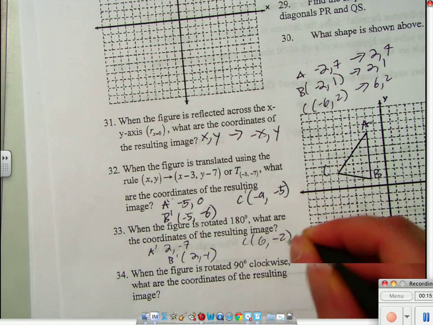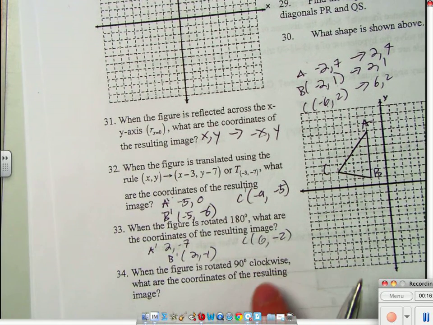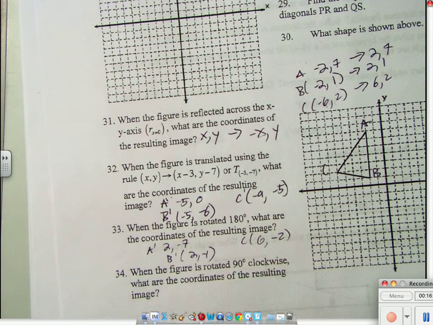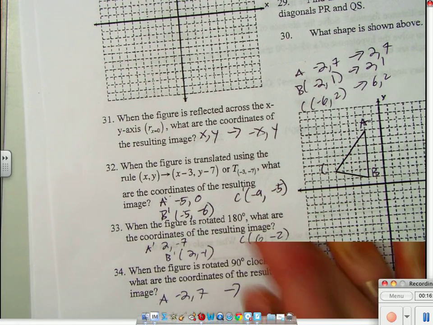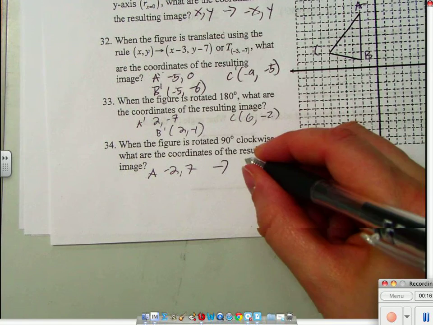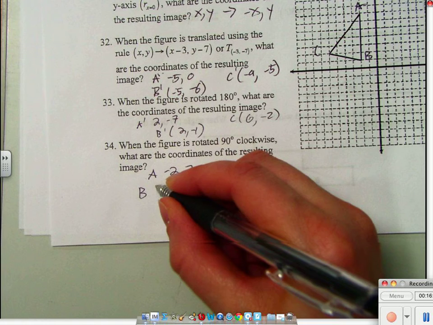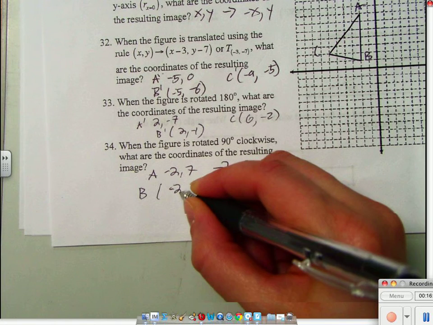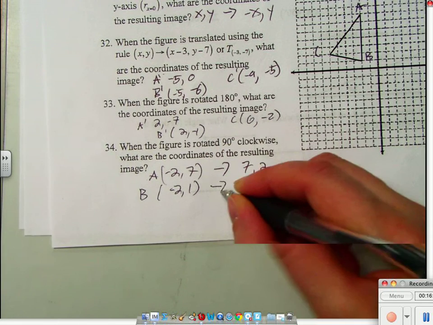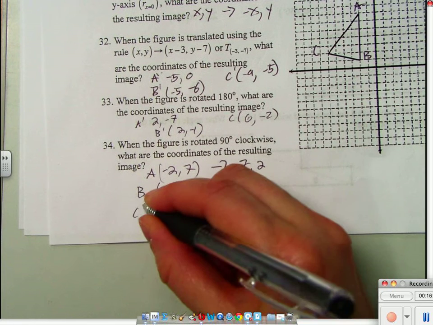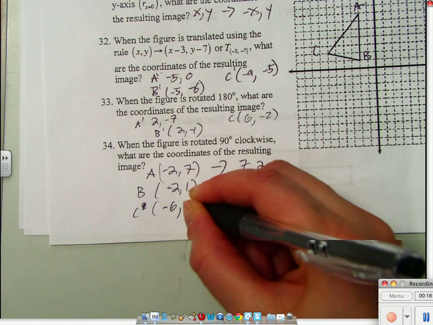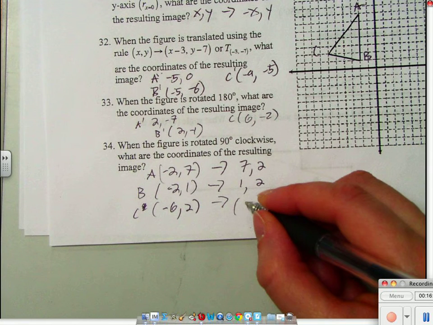When it's rotated 90 degrees clockwise, okay, the stuff on your paper that you'll see on your formula sheet right here, that's for counterclockwise. So 90 degrees clockwise is 270 degrees counterclockwise, okay? So A goes from negative 2, 7 to 7, 2. B goes from negative 2, 1 to 1, 2. And C goes from negative 6, 2 to 2, 6.